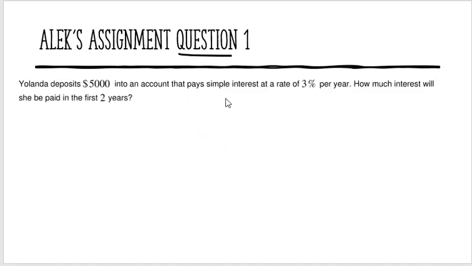question number 1. Yolanda deposits $5,000 into an account that pays simple interest at a rate of 3% per year. How much interest will she be paid in the first 2 years? Okay, so remember to calculate the simple interest, or the I, we do principal times rate times time. Okay, so in this case, if Yolanda deposits $5,000, that is our P. That's our principal amount. That's her initial deposit.